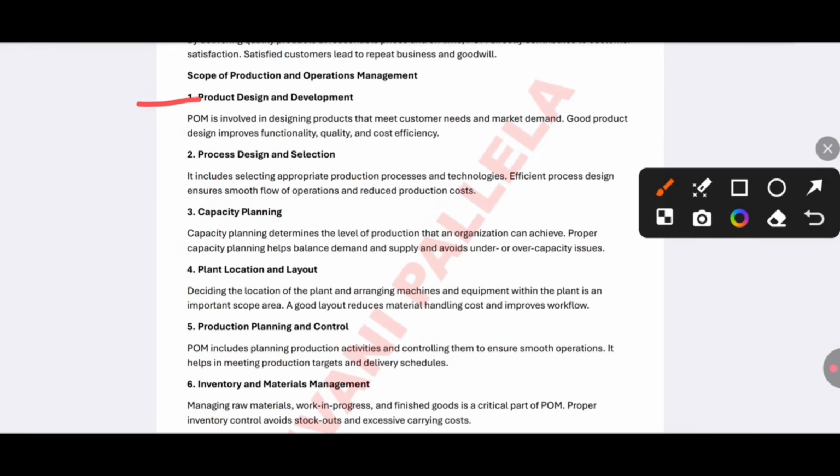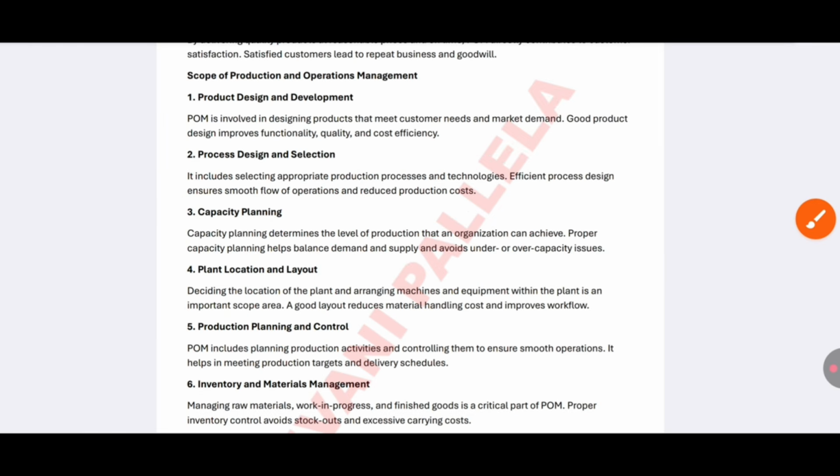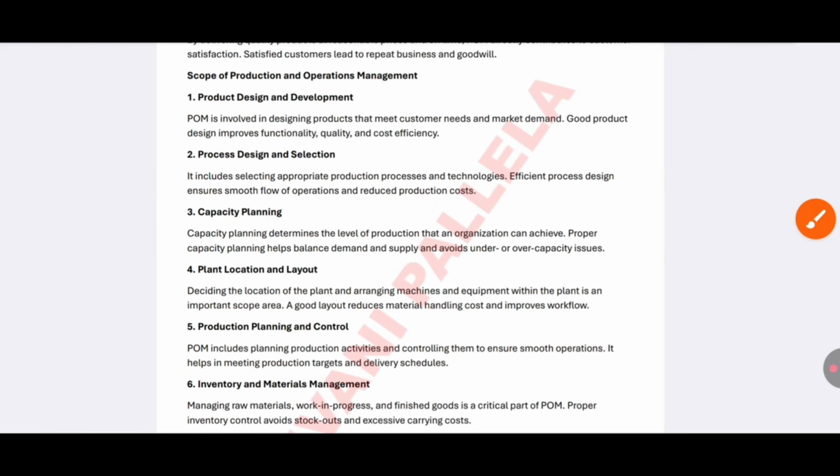First one, product design and development: what the product design is, how it has been developed, what the quality is, what the price is, what functionality we are having. Process design means the use of technology, how smoothly you run your operations in the organization to reduce expenses. Next one, capacity planning. Capacity planning is about balancing both demand and supply. For example, if your customers are 100, you compulsorily need to produce a minimum of 100 goods.